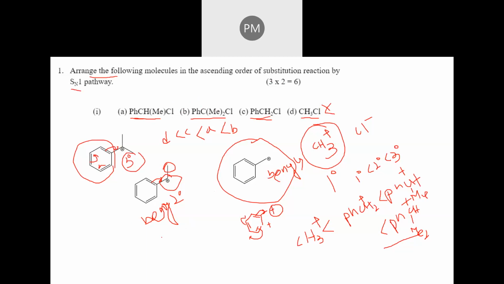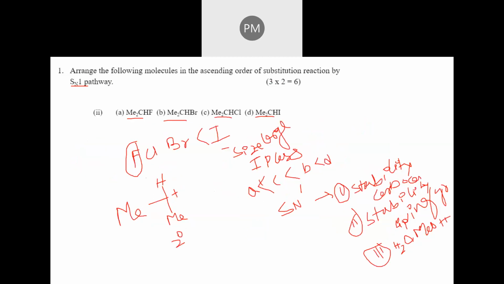Then the next one is the 2-degree carbocation and benzylic one, so A will be next in stability. And now between methyl chloride, which gives the 1-degree carbocation, which is the less stable one, and the benzylic carbocation PhCH2 plus, the benzylic one is much more stable as compared to the 1-degree carbocation. So that will be a much more stable carbocation as compared to the methyl carbocation, so the SN1 pathway will favor the benzylic one.